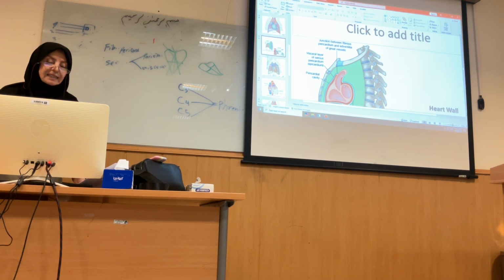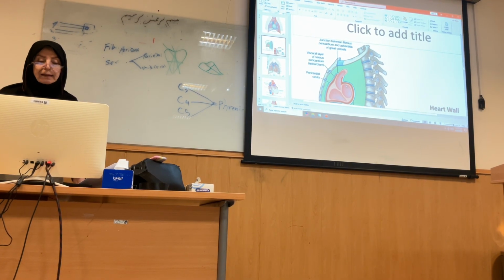The visceral layer is attached to the heart, and you are not able to separate it from the heart. In histology, you read that the heart consists of three layers: endocardium, myocardium, epicardium. The epicardium in histology, in anatomy we call visceral serous pericardium. And the fibrous pericardium and the parietal layer of the pericardium connect and attach to each other, and you are not able to separate them.